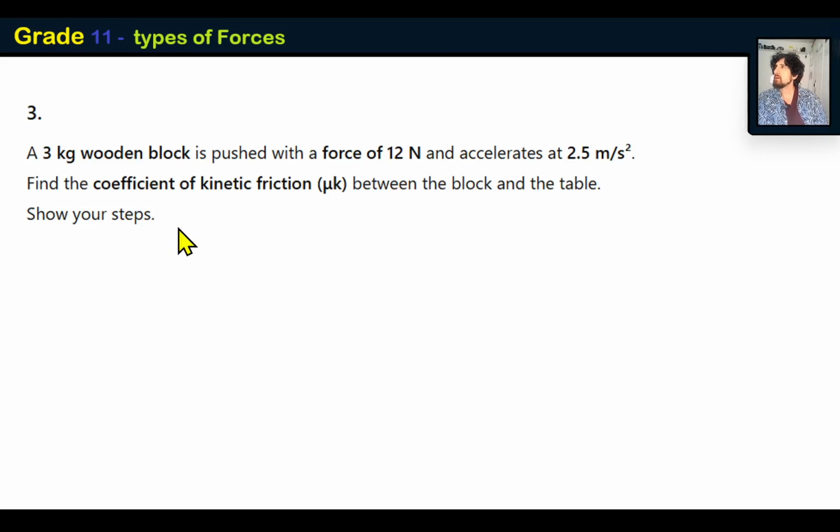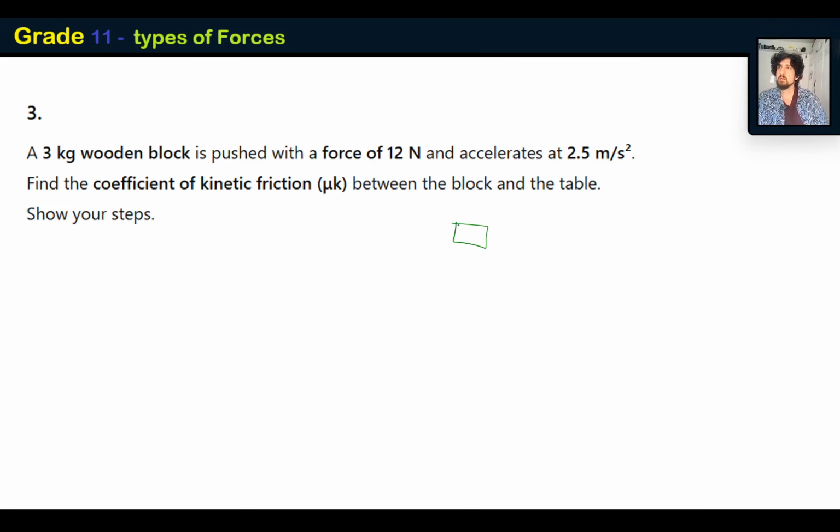Let's go to number 3. So now here is where we really need to pay attention. What we have here is a 3 kilogram wooden block is pushed with a force of 12 newtons and accelerates at 2.5 meters per second squared. Find the coefficient of kinetic friction between the wooden block and the table.